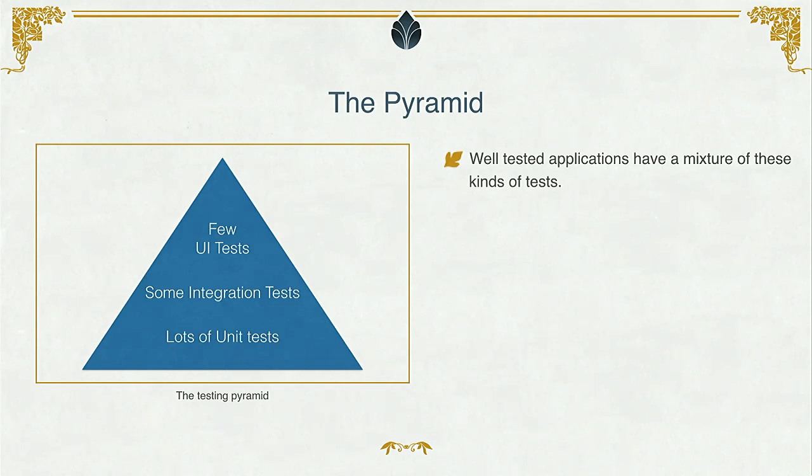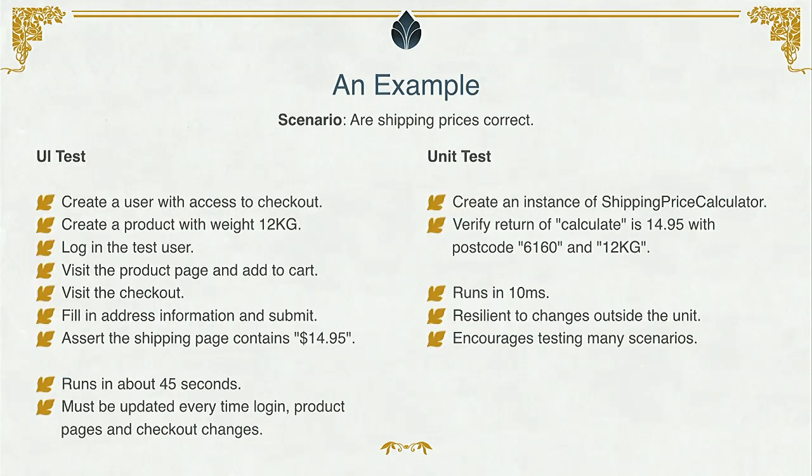The test pyramid is a concept that broadly describes how many of these kind of tests you should be writing as well. So the thesis is that really at the lowest level, you should have the most number of unit tests in an application. So where possible, you should interact directly with your units and provide this foundation level of coverage. And then as you move up, you should have fewer integration tests and some UI tests. And I want to illustrate this point with a scenario. This is a fictional scenario. But the thing that we want to test here is, are shipping prices correct on an e-commerce store?